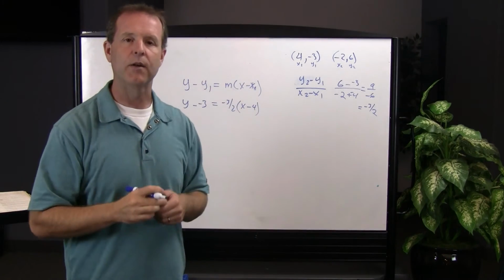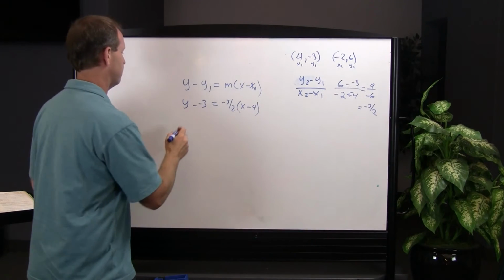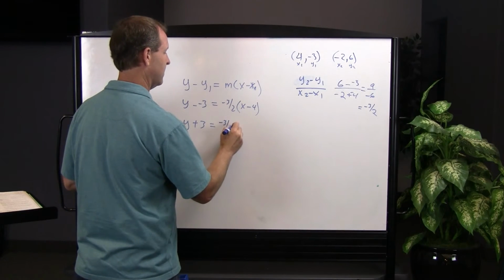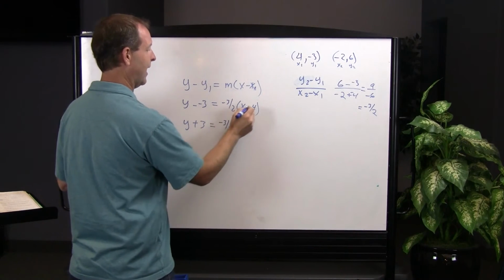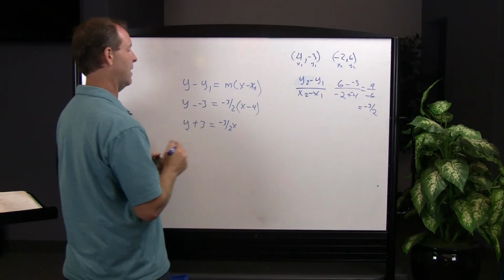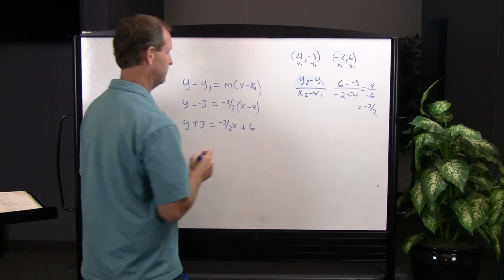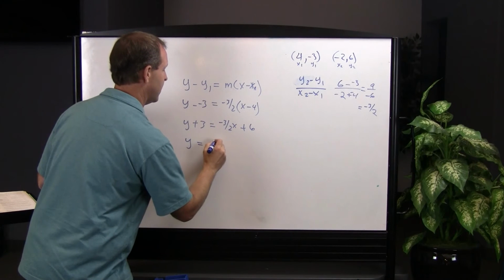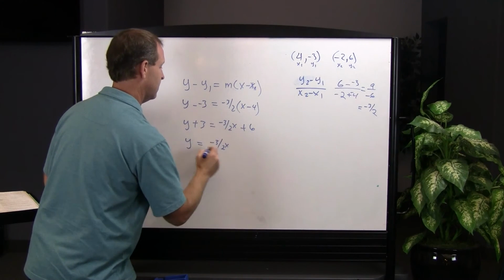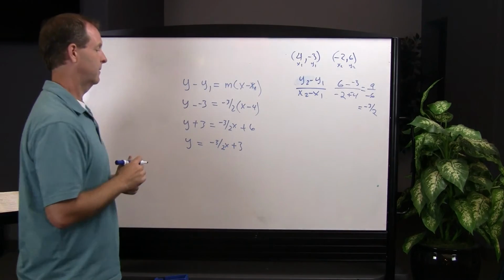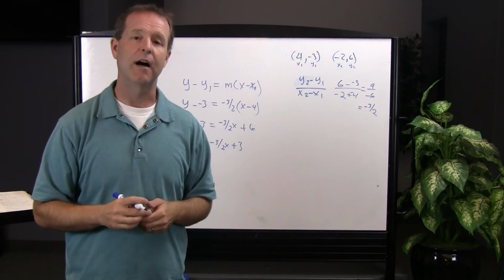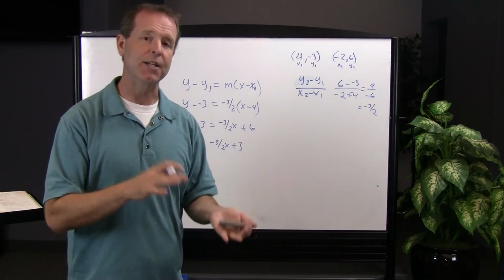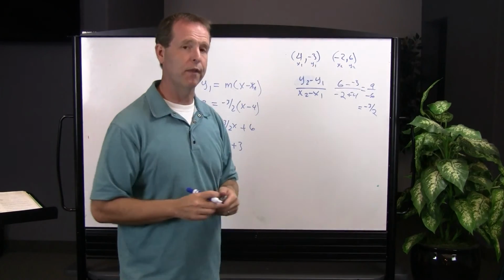And now I go ahead and reduce and clean that up as best as I can. So y plus a 3 equals a negative 3/2 x, minus 3/2 times minus 4 gives me a positive 6. Subtract 3 from both sides. I get y equals negative 3/2 x plus 3. And there is my equation of a line, y equals negative 3/2 x plus 3, that satisfies my initial conditions of having to contain both of those points.